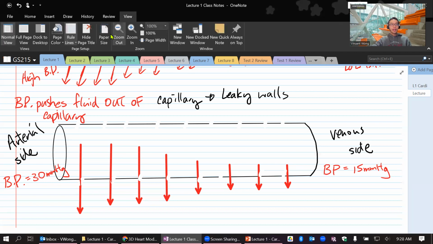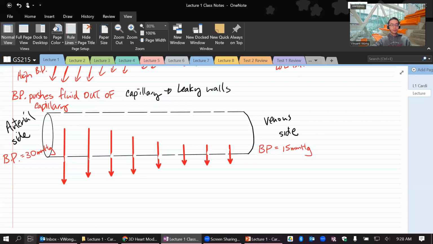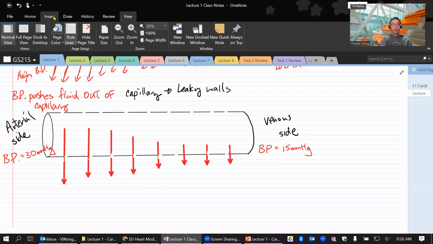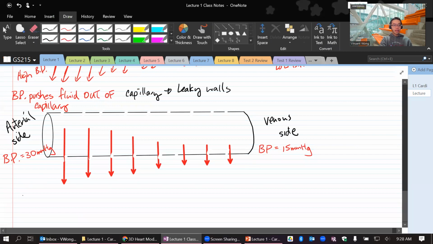All right, so that's the second factor. Next, we can talk about the third factor that affects capillary exchange. Keep this diagram handy. We're going to add more things to it in just a second. The third one is called osmotic pressure. What is osmotic pressure?